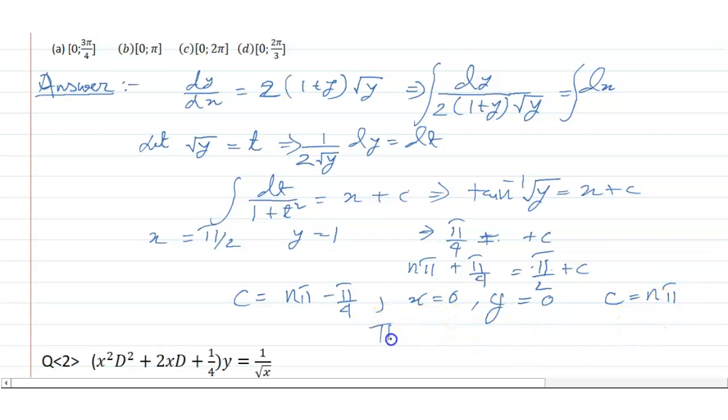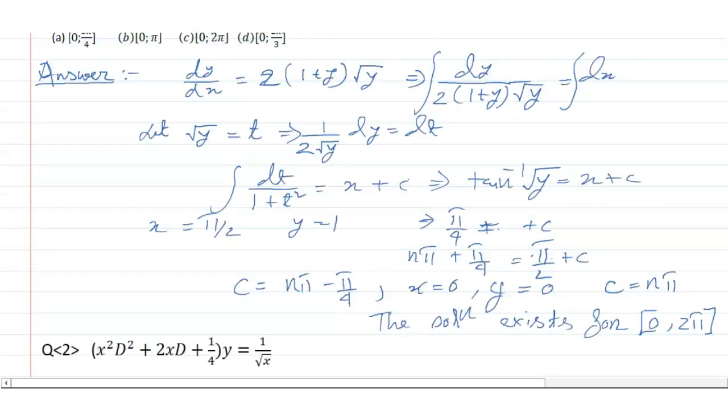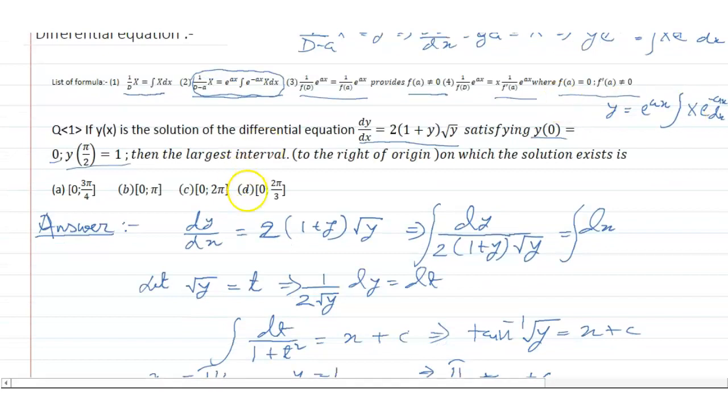So the solution exists for 0 to 2π, friends. So my option C is correct.